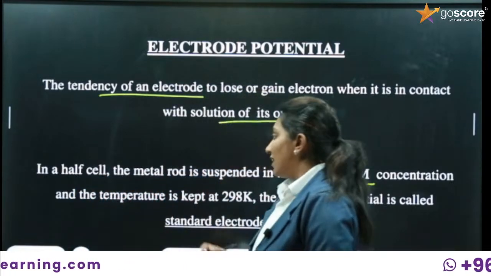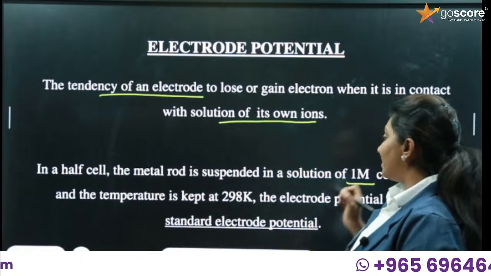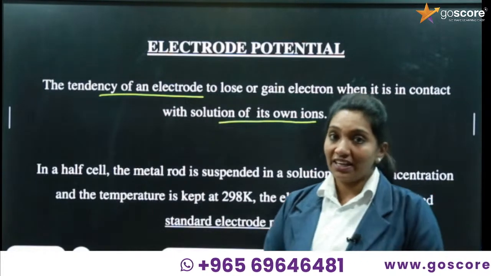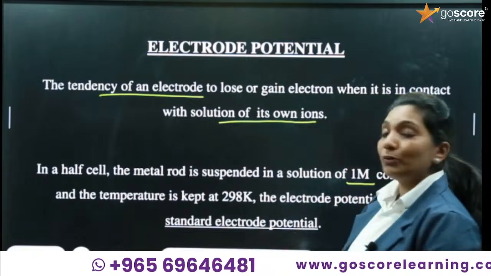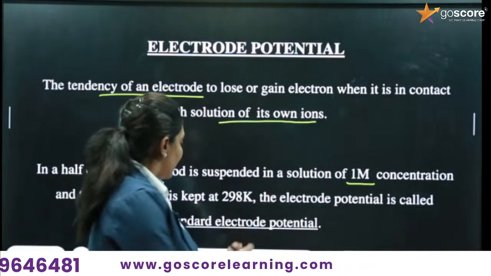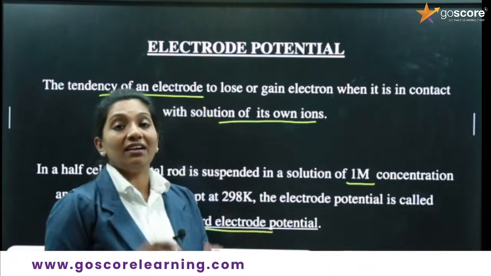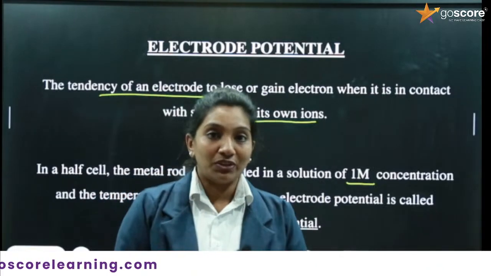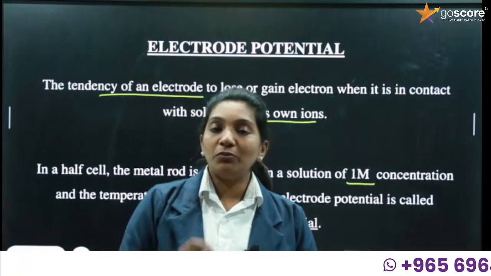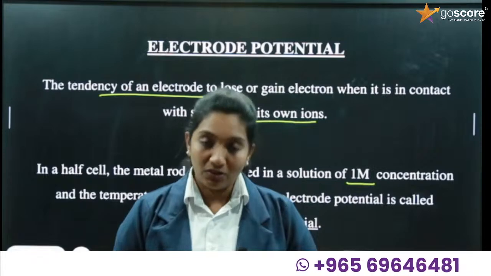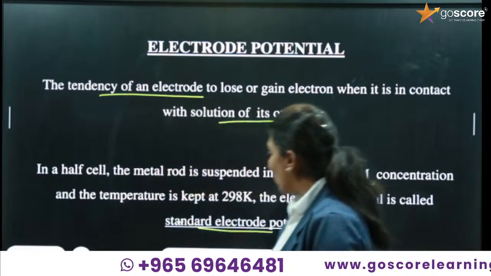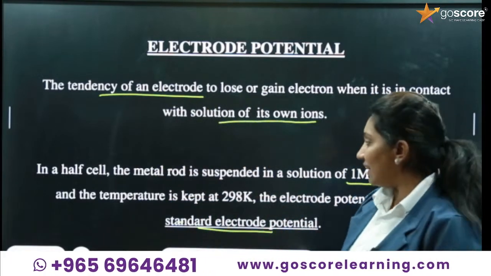Okay. In a cell, if the metal rod is suspended in a solution of 1 molar concentration at 298 Kelvin, then its electrode potential is called the standard electrode potential. So standard electrode potential is the electrode potential of an electrode which we have kept in 1 molar concentration of the metal salt solution at 298 Kelvin. I hope the standard electrode potential is clear for you.